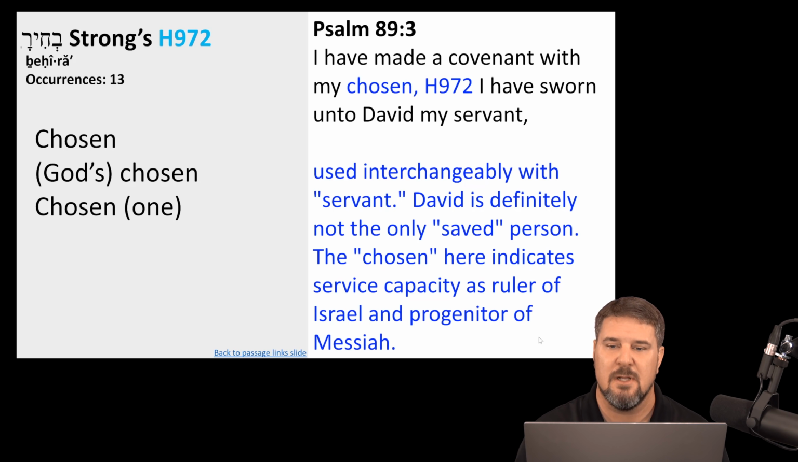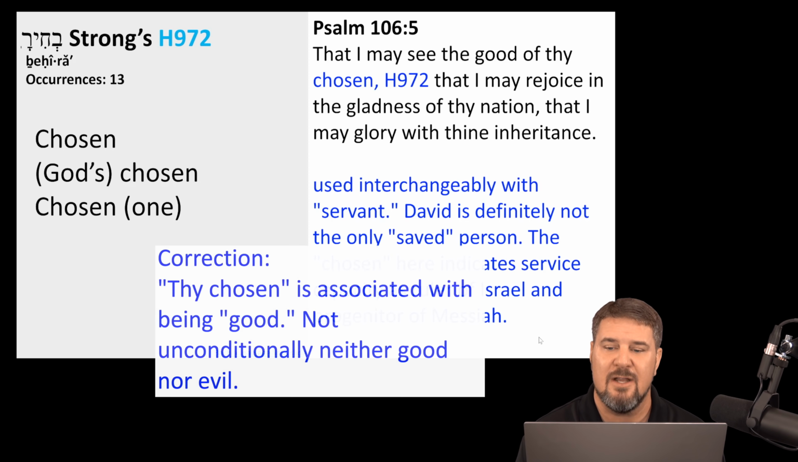Psalm 106:5, "That I may see the good of thy chosen, that I may rejoice in the gladness of thy nation, that I may glory with thine inheritance." This one is a reference to God's chosen people, and it looks like I have a typo here where I put the wrong comment under this verse. There you go for human error. That's why you need to download the file and put your own comments in there.